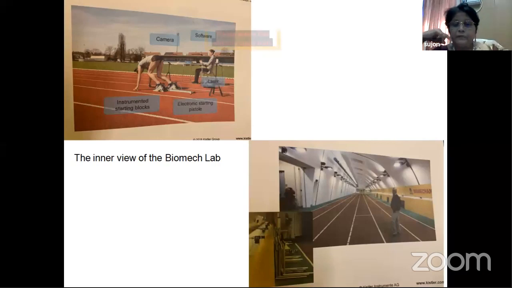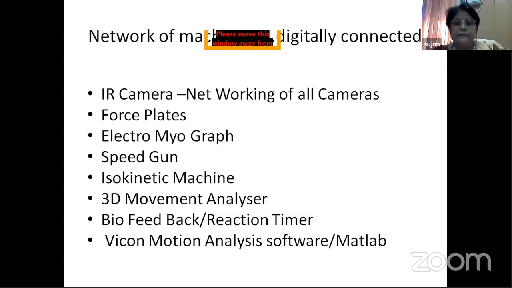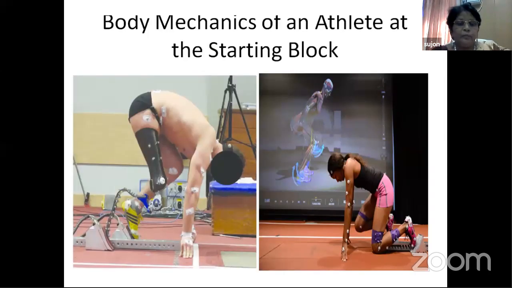You see the inner view of the biomechanics lab which you're going to have. The next slide talks about the network of machines, how it is digitally connected, and how it is going to measure all the parameters which contribute significantly to the performance. The IR camera, the force plates, the electromyograph, the speed gun, the isokinetic machine, the 3D movement analyzer, the biofeedback machine, and the software and MATLAB. These are all the machines which we normally use to visualize, to capture, and to find out the electrical potential or activity. Here is a small example of the body mechanics of an athlete on the starting block. Look at how many machines are linked and integrated to find out the movement of the individual, basically through body mechanics.